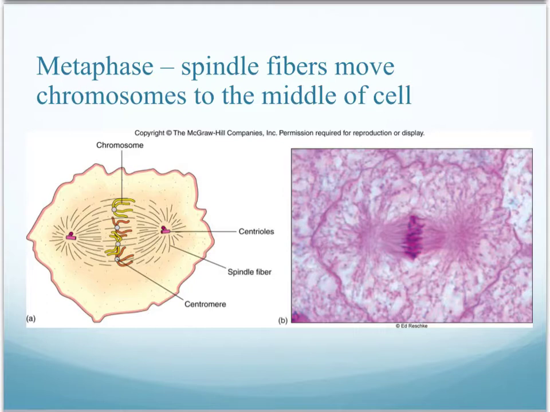Metaphase begins with this movement lining the chromosomes up down the center of the cell. Metaphase is fairly easy to recognize because the chromosomes appear as a dark line down the center of the cell.